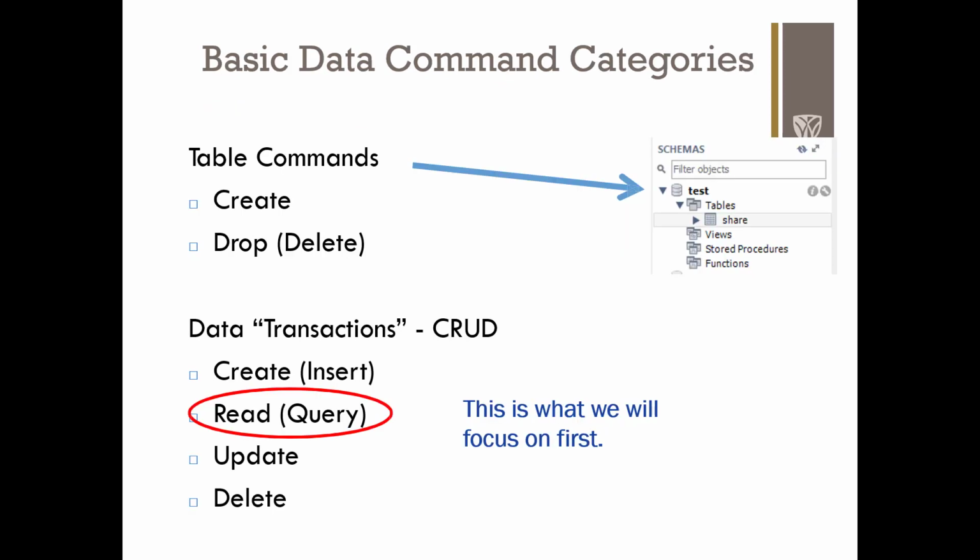Some of the basic commands we are going to be using at the table level, we can create and delete tables, or in this case drop. At the record level, we can think of it in terms of CRUD, which stands for create, read, update, and delete. In this first module, we're going to focus primarily on the read commands, or querying of data from a table.